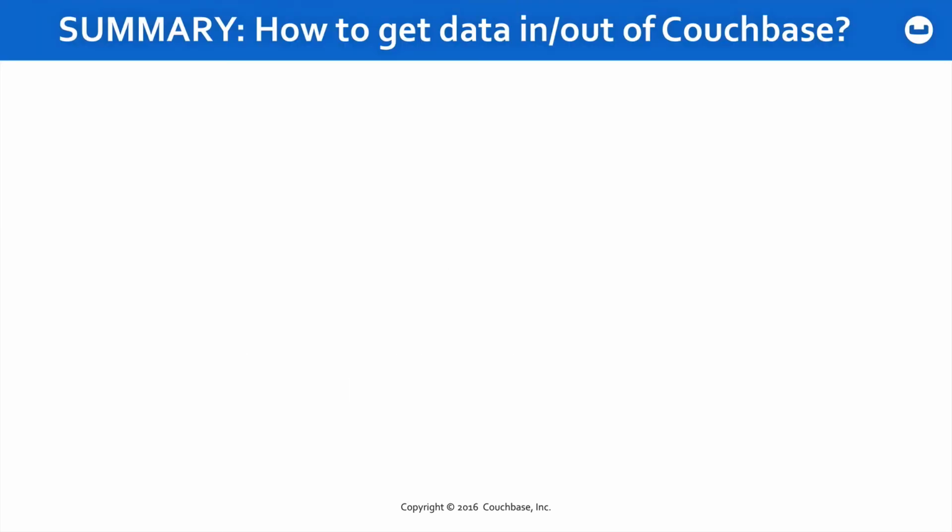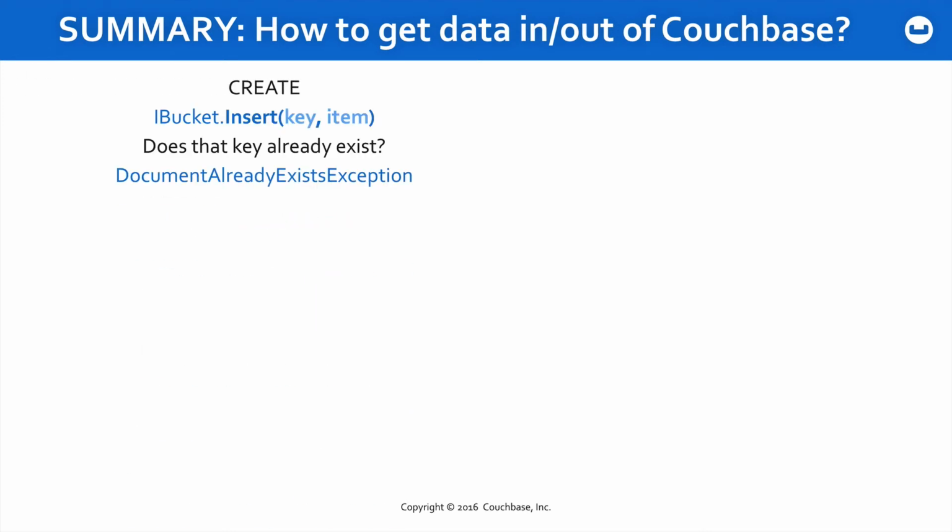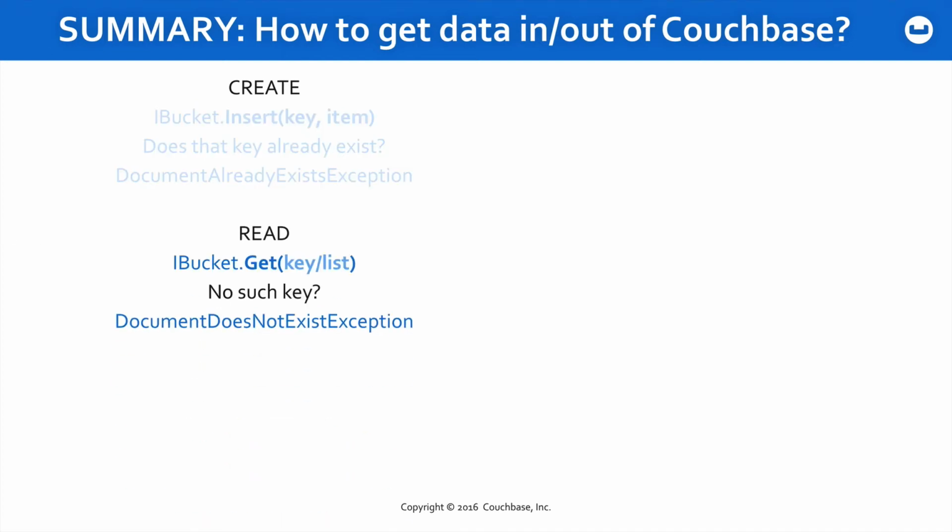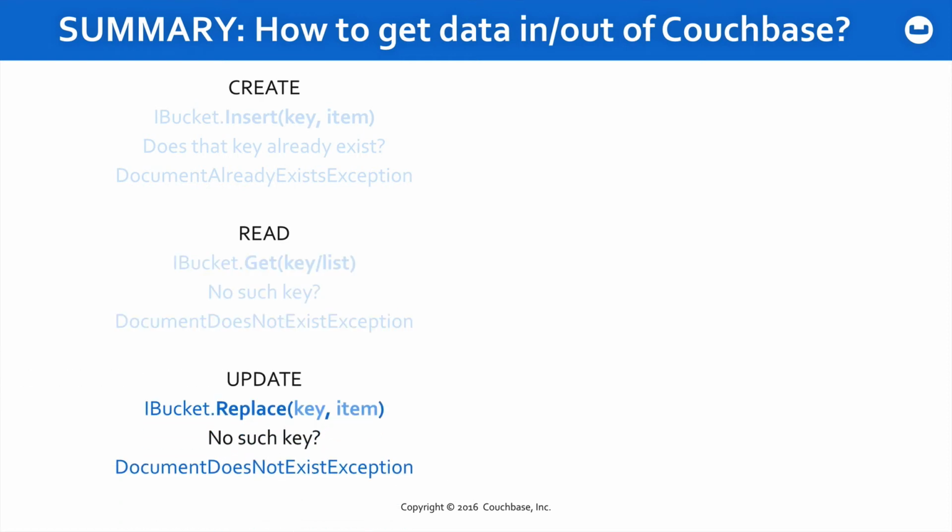Now when you get back, this is the end of the course. So let's take a quick review of everything we've looked at on getting data in and out of Couchbase. You can insert new documents, insert key item pairs. You can read documents using the get operation of the bucket, and you pass that a specific key or a list of keys that you want returned. To update documents, that's the replace operation. You replace a particular document at a specified key.